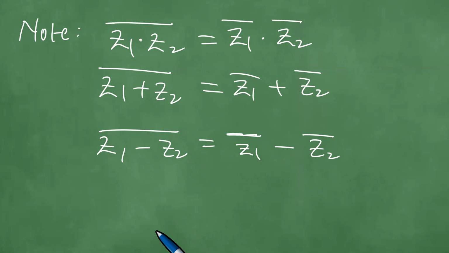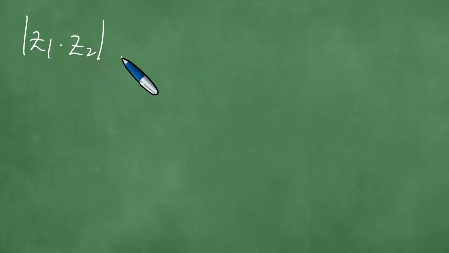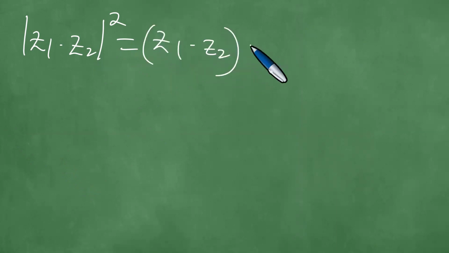But now let's prove the product law of the moduli. In other words, if you have the modulus of Z1 Z2, what is this? Well, it is the product of the moduli, but let's prove this. To prove this, we square these things, because if you square these, then we can write this. These are products, they're not differences, in case somebody thinks.